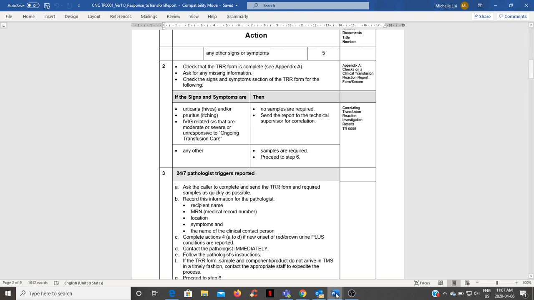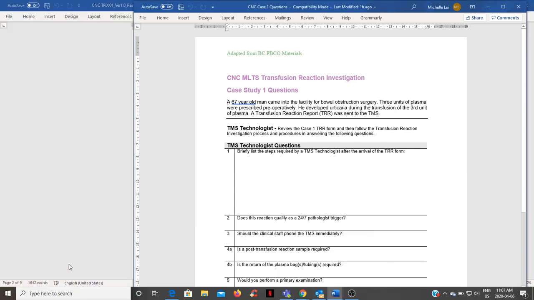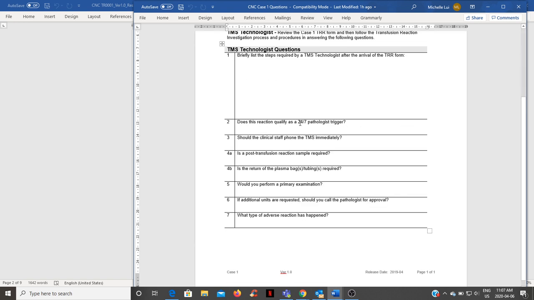So if we go back to the questions here, briefly list the steps after the arrival of the form, so you can list those. Does this reaction qualify as a 24/7 pathologist trigger? Well, what we read just now in procedure 1, no, this is not a pathologist trigger. You have a transfusion reaction with urticaria only. They restarted the transfusion and they completed it and nothing further. So that's a no there. Number 3, should the clinical staff phone the lab? No. Following that procedure number 1 that we just looked at.